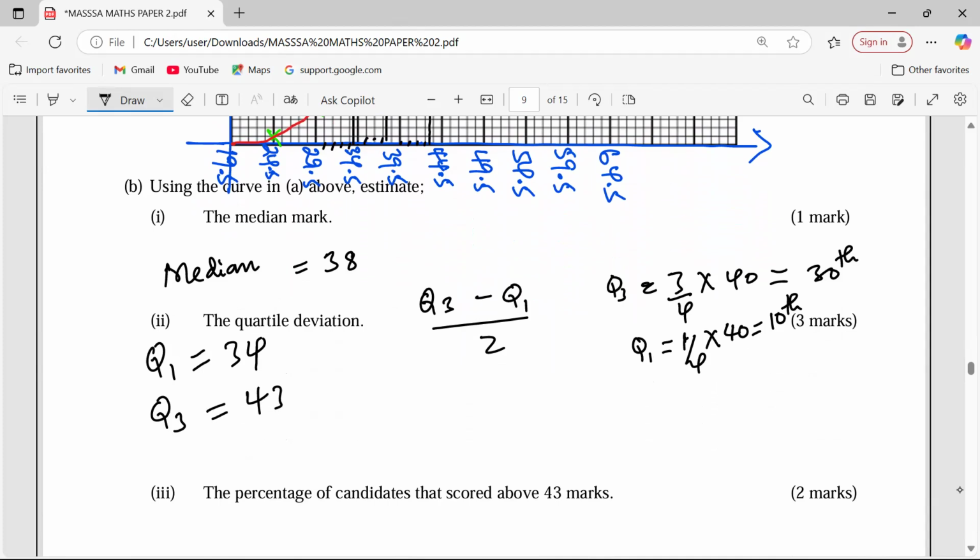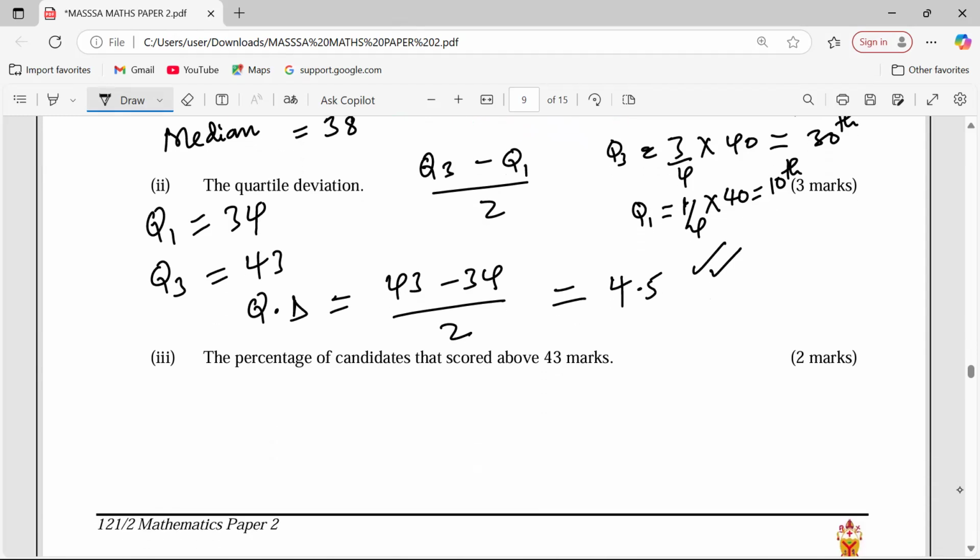So with Q1 and Q3, we can get the quartile deviation, which needs 43 minus 34. Then this should now be divided by 2. 43 minus 34, then we divide by 2. I'm getting 4.5. Yes, 4.5. That is the quartile deviation.